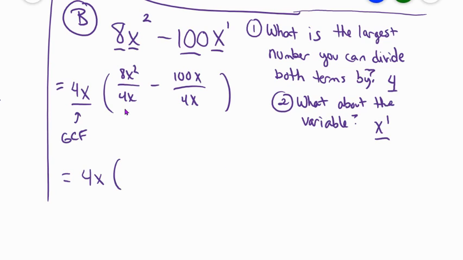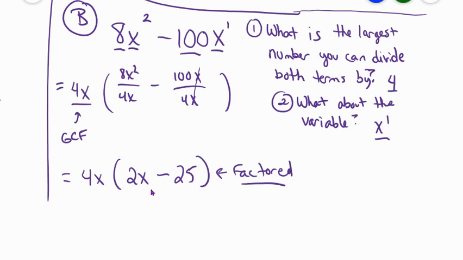And then if I divide 8x squared by 4x, I get 2x. And then minus, if I divide 100 by 4, I get 25. But what happens to the x's here? Will there be any x's left? Anything divided by itself reduces, right? So the x's would go away. There wouldn't be any more x's there. So then we end up with 2x minus 25. So this is now factored, where the original is the product.